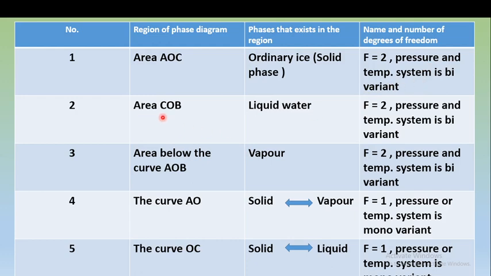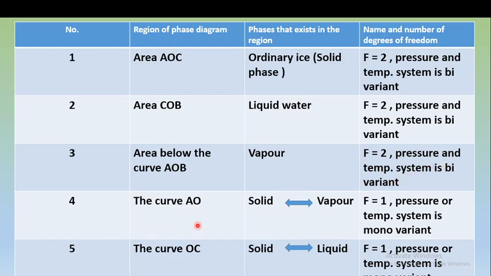Along the area COB only liquid water exists, and the system again is bivariant, that is the pressure and temperature must be specified. Along the area AOB, only the vapor phase exists, and F is equal to 2, number of degrees of freedom 2, that is bivariant, that is the pressure and temperature must be specified.